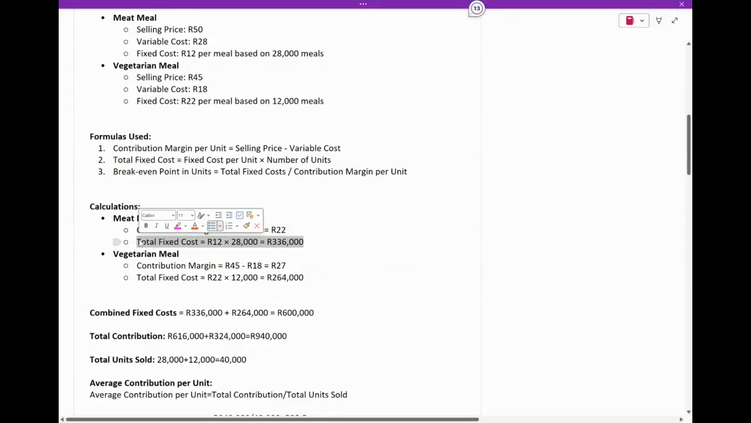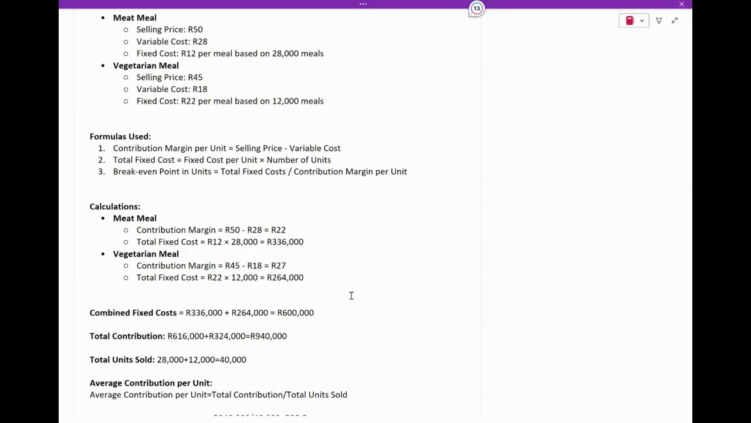Then that 336 is going to be divided by your average contribution. Yes, the 336 plus the 264, because we also got the 264 from the vegetarian meals. So you make two meals and add them together? Yes, because remember we're looking for the aggregate break even. Okay, and then I was reading the textbook.